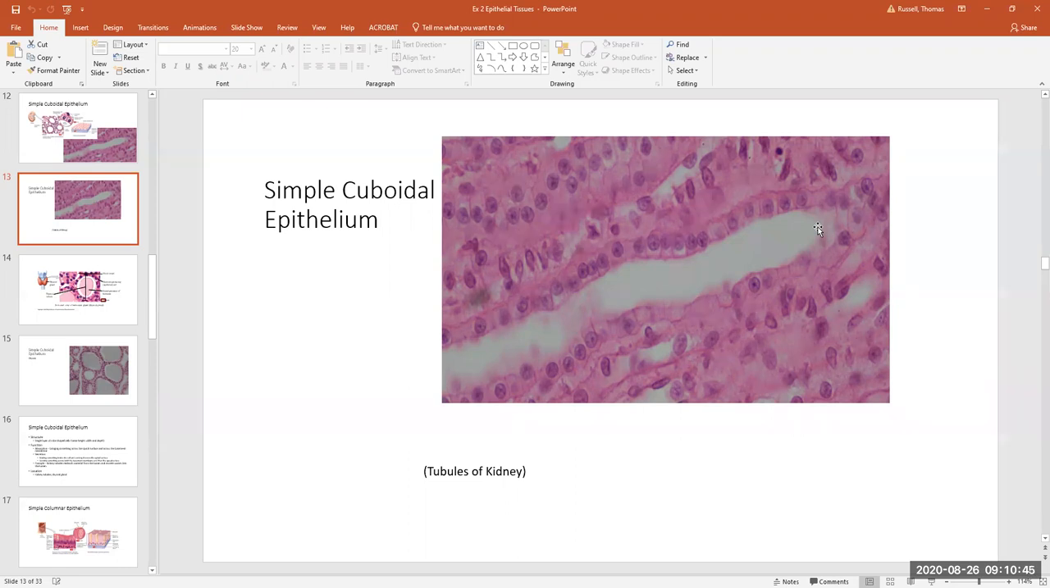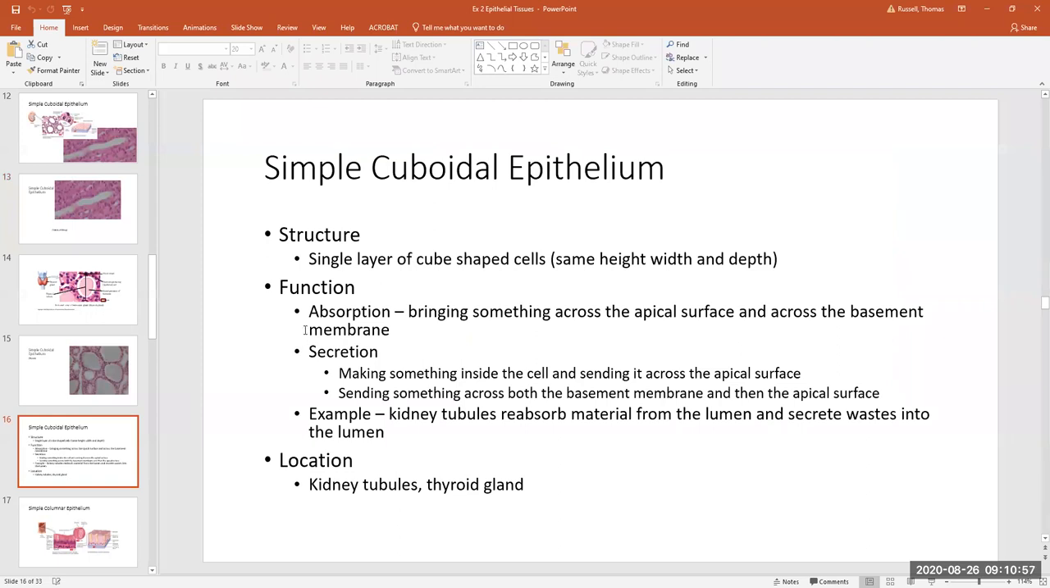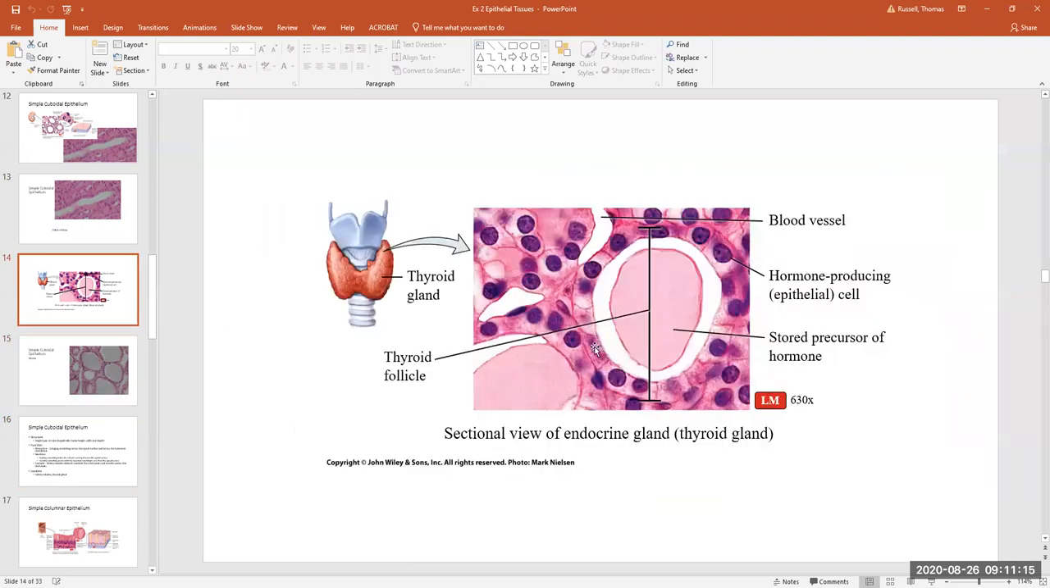I'm just giving you a brief overview right now. So these cuboidal cells can reabsorb nutrients and secrete waste products. That's why they function in absorption and secretion. These types of cells or tissue are found in kidney tubules, and I put the thyroid gland here, but it's pretty much found in all the glands in the body. But at least know the thyroid gland, because that's the picture they give you in your textbook. These pictures, that's why I wrote that.